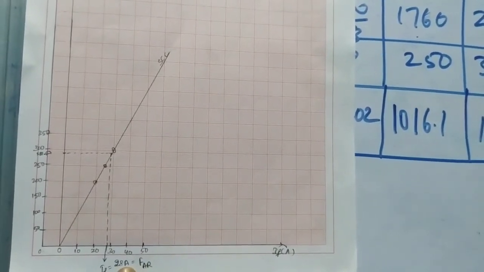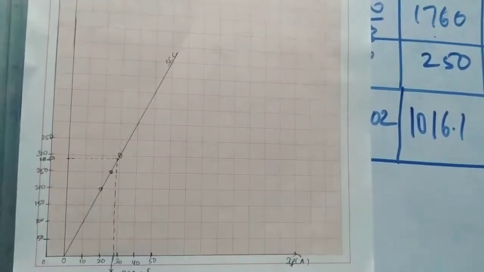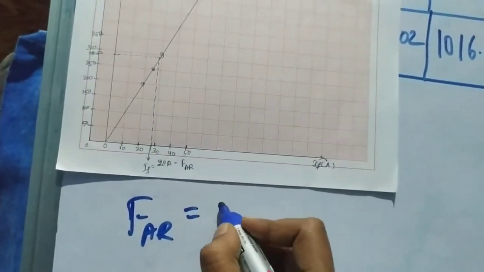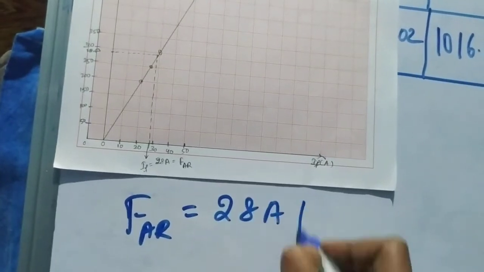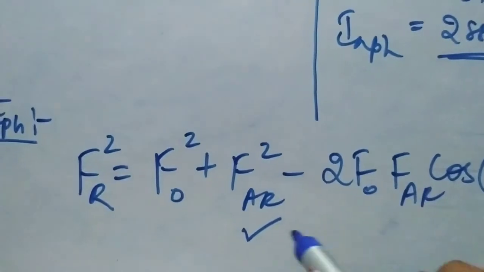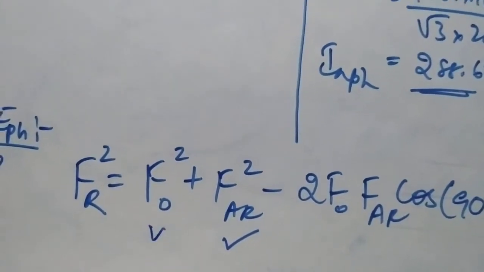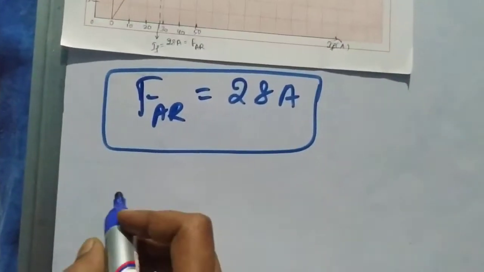So we get the value of the field current, as we found in the EMF method. That is, the field current FAR will be equal to 28 amps. So therefore write down that FAR is equal to 28 amps. That value will be substituted in the main formula. So now let us determine the F0. How to get the value of F0?